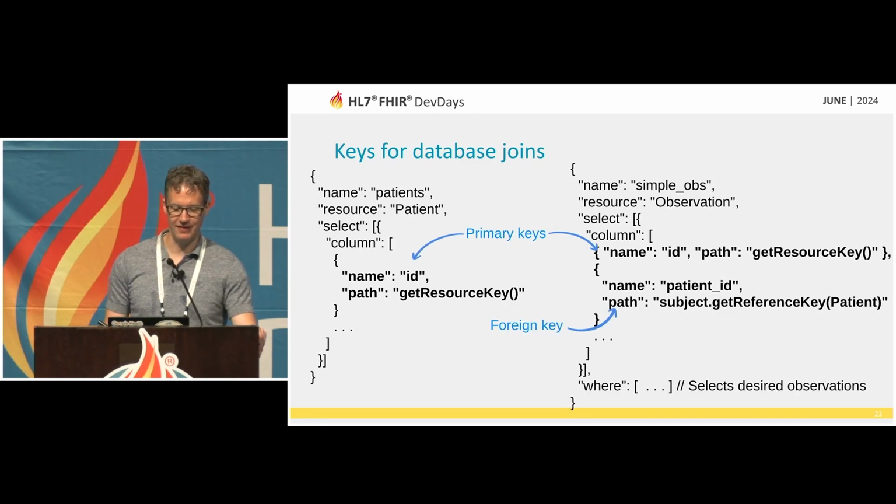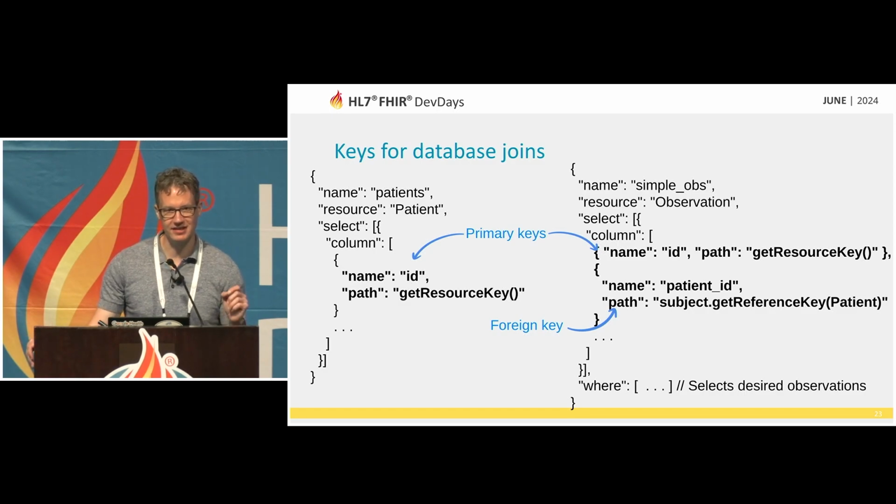Let's say I have a table of patients and a table of observations, and I want to join them together. I'll use getResourceKey, which returns that opaque value as the key. The observation will similarly have a primary key, the observation key. And then it'll have that reference key, so our field name is patient ID, and we call getReferenceKey on the subject field from that observation, targeting the patient as the reference there.